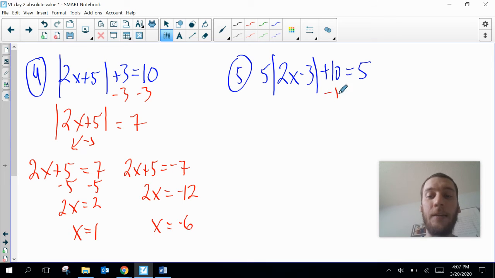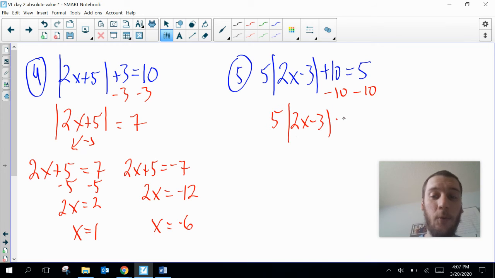All right, so number 5, just like on the problems, is a little bit of a trick. We got to get it by itself, so subtract 10 on both sides. We got 5 times absolute value of 2x minus 3 equals negative 5. And then to get rid of this, it's being multiplied, remember, divide by 5 on both sides. And we've got 2x minus 3 in the absolute value equals negative 1.